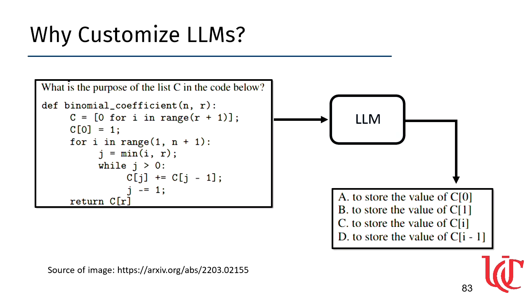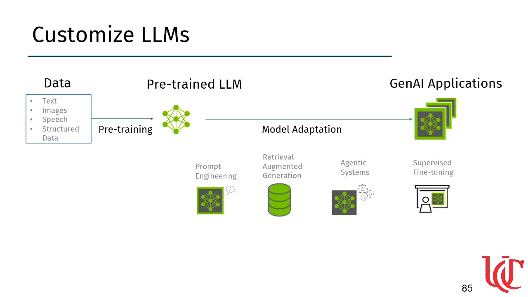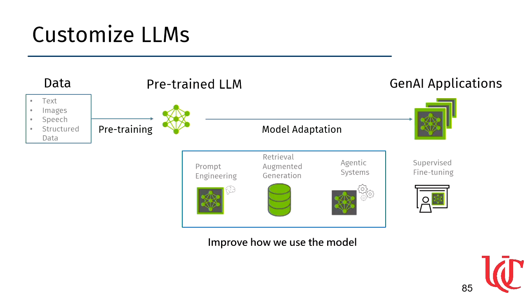You want the large language model to answer the questions for you. So you need to improve the performance of the large language model. It's not perfect. That's the reason we need to use a lot of techniques to explore model adaptation. Some important adaptation techniques are prompt engineering, RAG, agentic systems, and supervised fine-tuning. And if I categorize these adaptation approaches, there are two directions you can go.